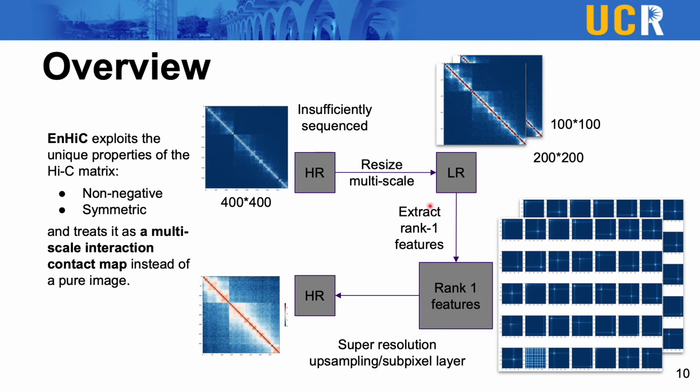Here is the idea of our model. The input is sparse, so we first resize the input into multiple scales by using space to depth. Space to depth will shrink the matrix and extend the number of channels. Then we extract rank 1 features. Based on the rank 1 features, the model uses convolutional neural network layers, CNN, to detect local features, and upsamples them back to a high-resolution matrix as output. The rank 1 matrix maintains the symmetric property, and the activation function ReLU guarantees the non-negative property.